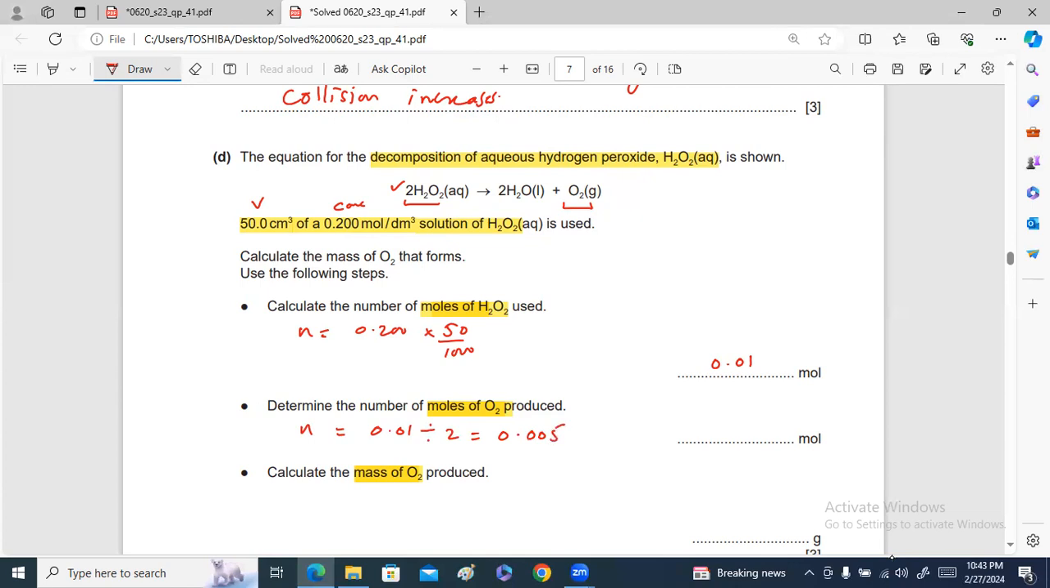Calculate the mass of oxygen produced. So mass is moles times Mr. The moles are there, and the Mr of oxygen is 32. So we will get the answer 0.16.